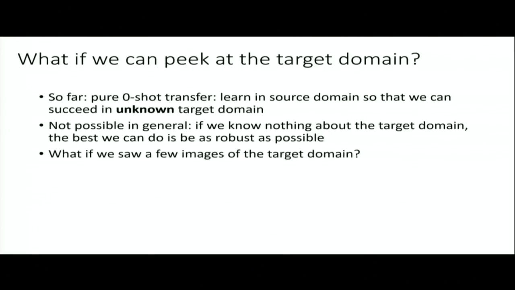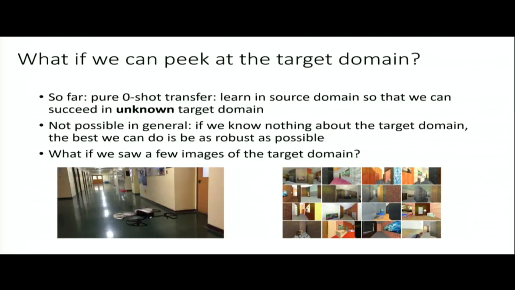So what if we actually got to peek at the target domain? What if we could give our algorithm a little bit of information about the target domain and then lots of information about the source domain? So, for example, what if we gave it all of this experience of flying around in a simulated environment, but also showed a little bit of what happens in a real-world environment? Can we do better in that case? Can we somehow take advantage of very limited target domain data?